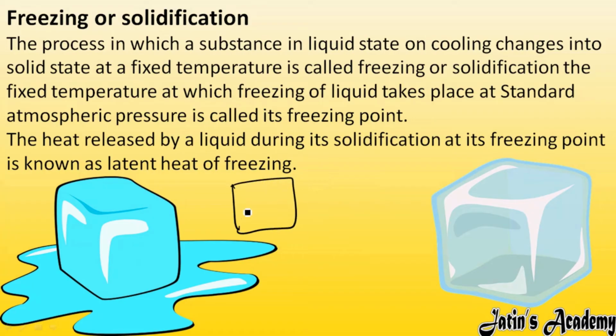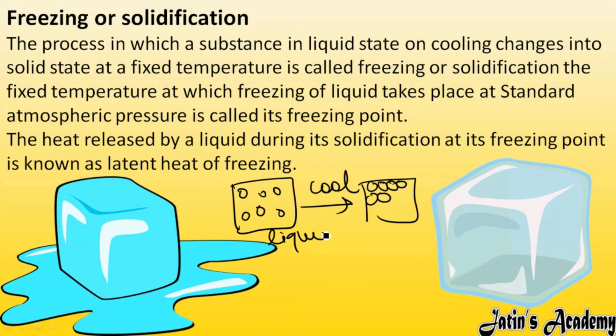I'm going to show it with a molecular arrangement. This is a particle arrangement of a liquid. When we cool the liquid, contraction takes place. Contraction means particles come close to each other, so this liquid converts into a solid. But the heat that is released from this liquid during its solidification at the freezing point is known as latent heat of freezing. Whatever amount of heat is released from the liquid by the cooling process, that amount of heat is known as latent heat of freezing.